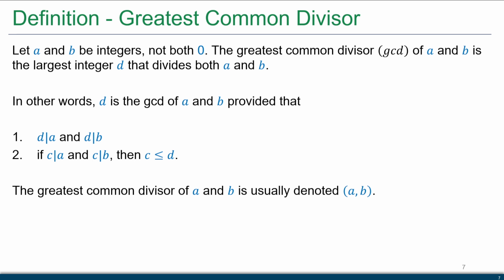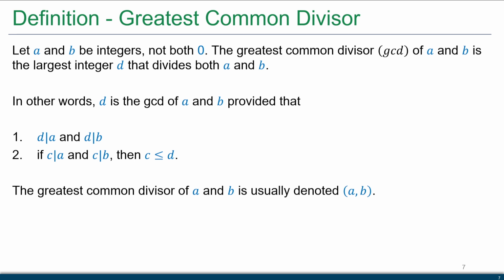Now the second condition is, let's suppose there was another integer that also divided a and b. Well, what needs to be true is that integer can be as large as, but not larger than, d. So c, in this case the second divisor, has to be less than or equal to d, because if it was greater than d, then I would have something else that also divided, which would be larger than my greatest common divisor, and that wouldn't make sense. The greatest common divisor of a and b is usually denoted in two ways. Typically we'll see GCD in round brackets, a and b, or if it's understood that I'm talking about the GCD, then we're just going to see the round brackets around a and b.